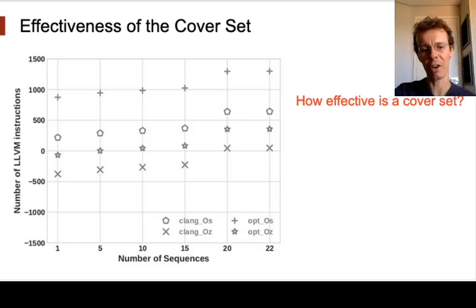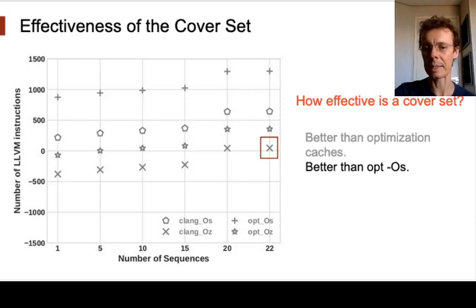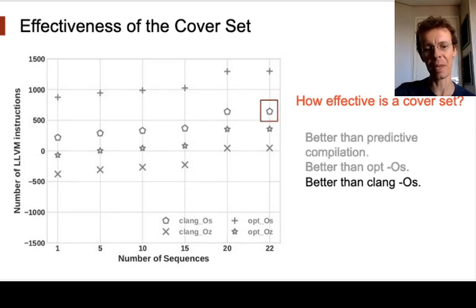This figure shows the average variation in the number of LLVM instructions produced by our covering set when compared to different default sequences. Here I'm using different numbers of sequences in the cover set. That's in the x-axis, I'm sorry. So the cover set yields better results than the optimization caches in general. On average, when using the 22 sequences, it leads to code that is shorter than OPT minus OS. And we tend to beat clang minus OS by a larger margin.